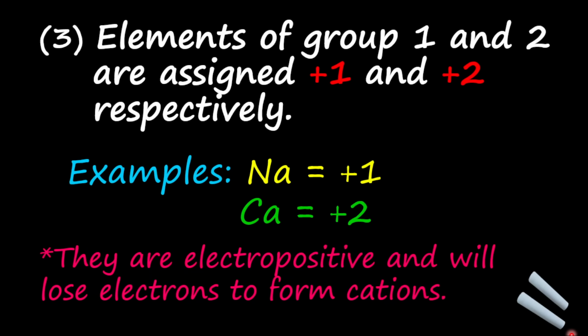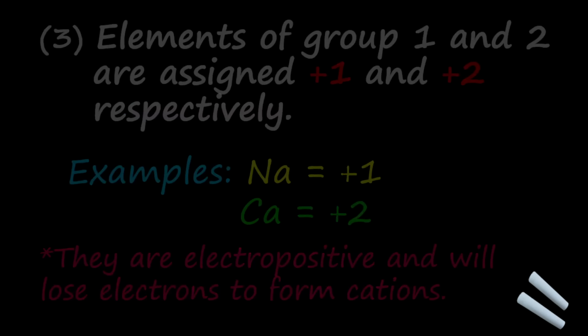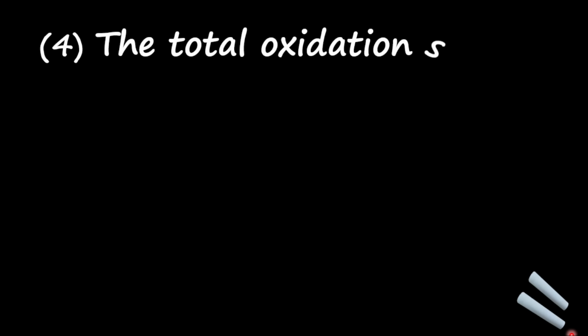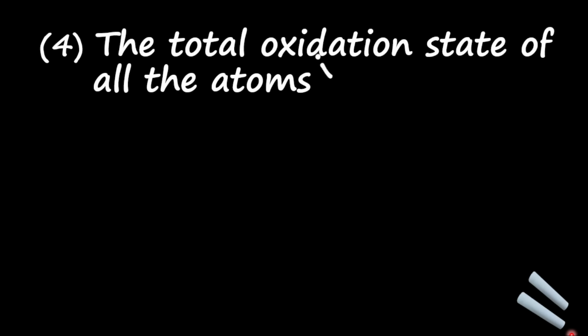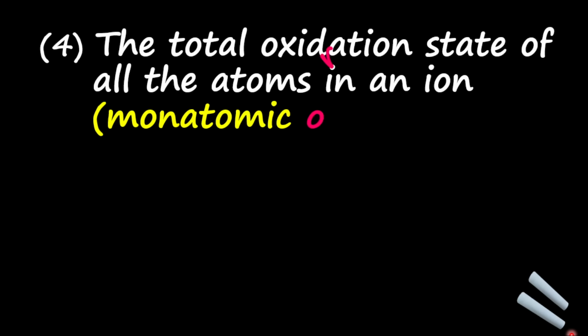And just to make a note right here, the reason for that is they're electropositive and will lose electrons to form cations. Group 3 will do the same. Those elements will do the same. Of course, the rules change a little as they go across, because it moves from metallic to non-metallic property in terms of losing and gaining.